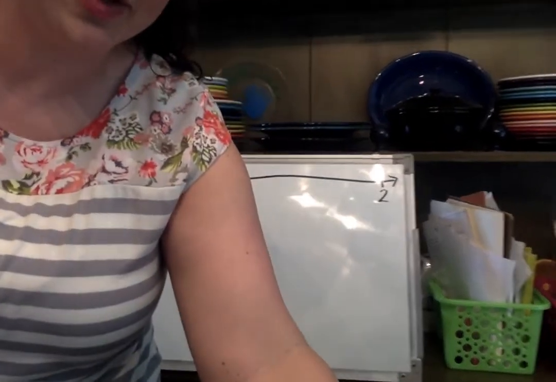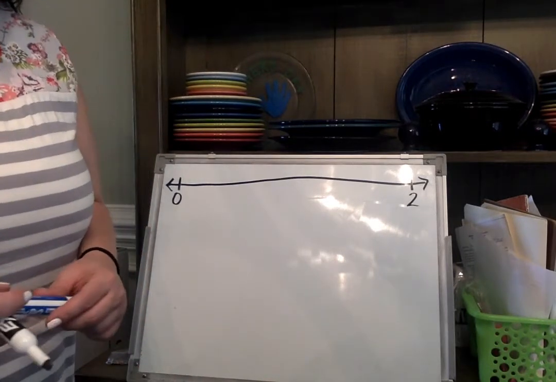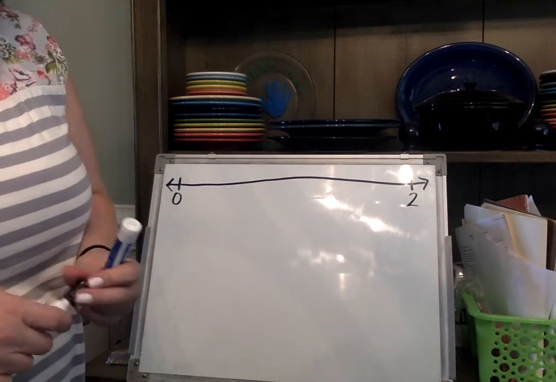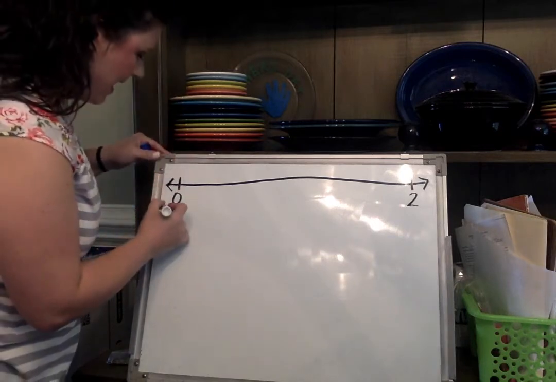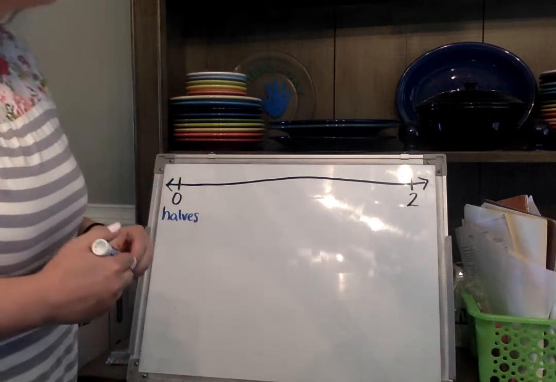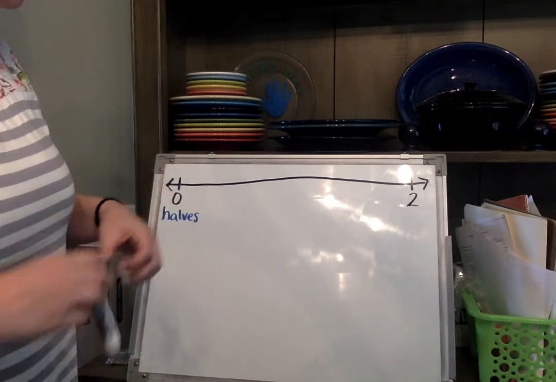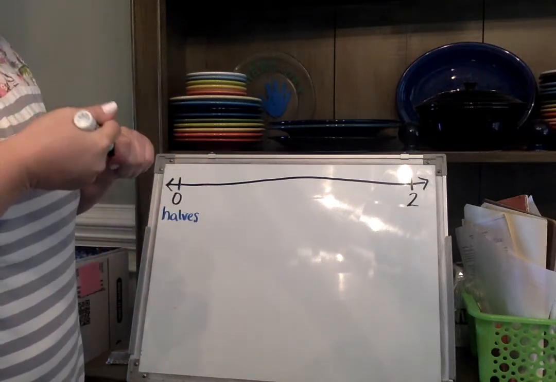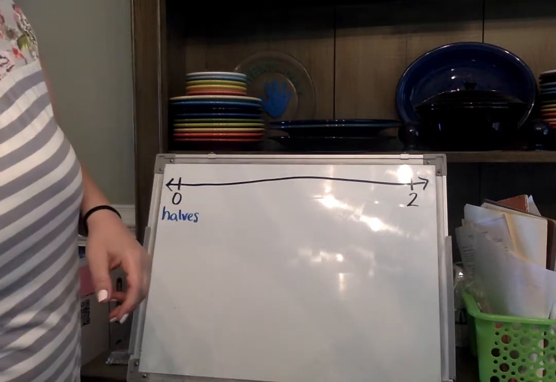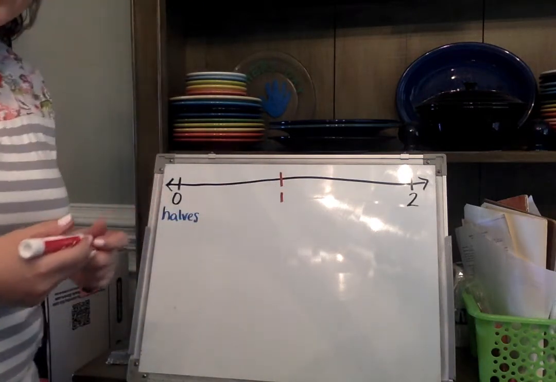Let me move my camera closer for you to really see what I'm doing. 0 and 2. Now I want to number this number line with halves. So I'm going to be numbering this number line with halves. Now you notice I didn't ask you to number 1/2 of the number line. I want you to divide it into halves. Now first of all, between 0 and 2 on a number line, there is another number. And that is the number 1. So go ahead and label that 1 on your number line.